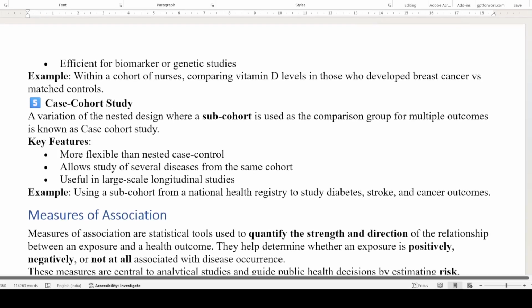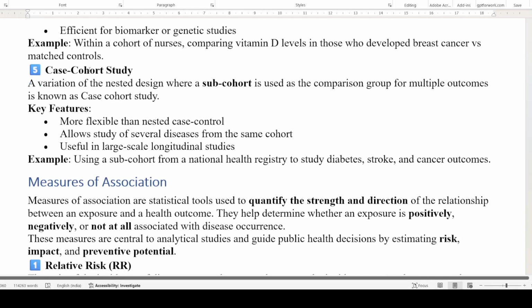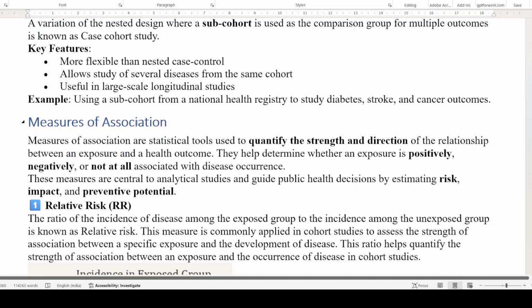There is also the case cohort study. Case cohort means the cohort system is also coming into existence, a slight variation on the nested design where a sub cohort is also there, and it is used as a comparison group for multiple outcomes. So these are the 5 types of analytical study designs.